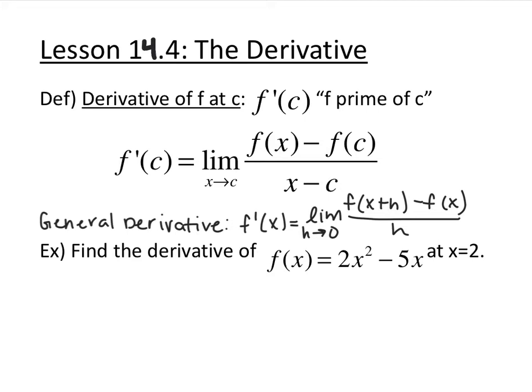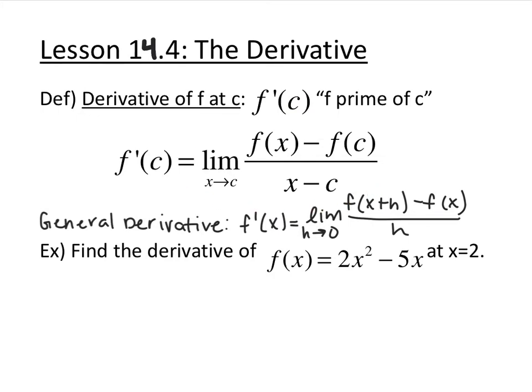Now we're going to talk about the derivative. The derivative is a fundamental part of calculus. We denote a derivative with this little prime. So this is f prime of c, which means the derivative of f at c. The way that you find the derivative at a specific x value is that same difference quotient that we just did for the slope of the tangent line.